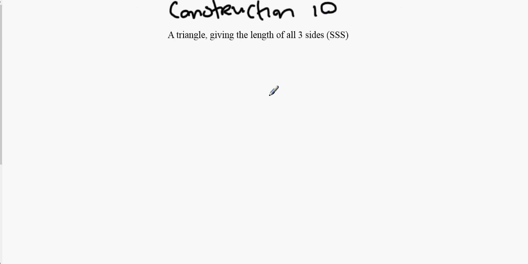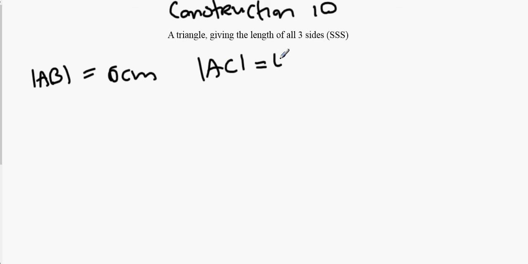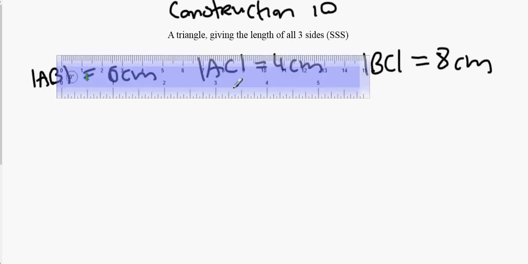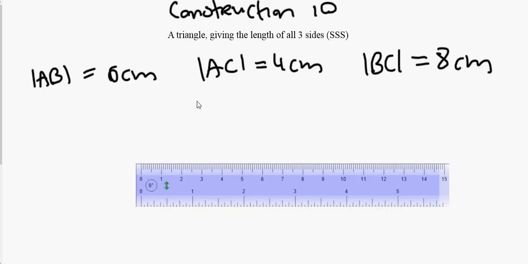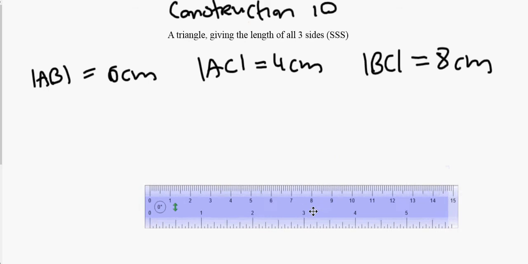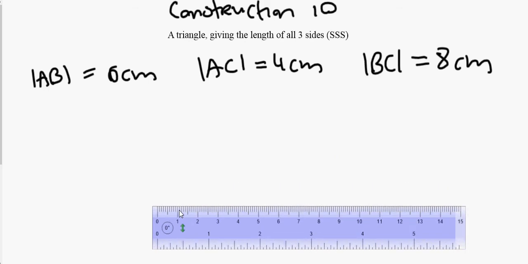So it's going to give us a triangle where AB equals 6 centimeters, AC equals 4 centimeters, and BC equals 8 centimeters. What you'll always do in these questions is get the longest arm first. So the longest one is BC. So draw a line of 8 centimeters across. Always start off with the longest one as your base. So this is B to C.